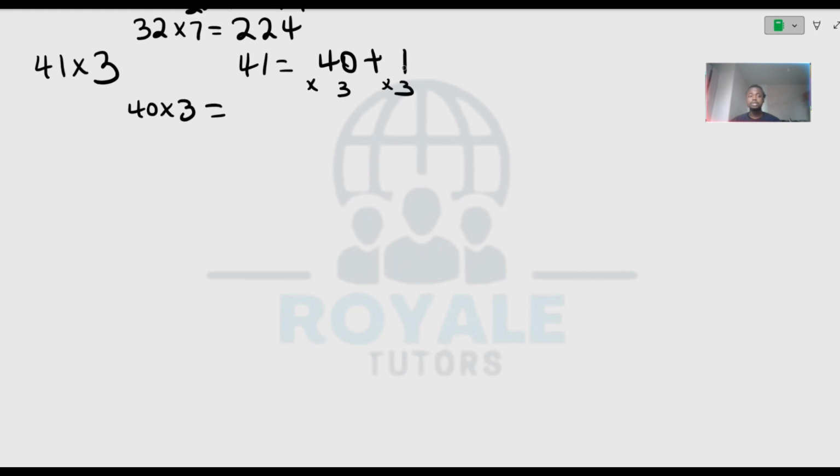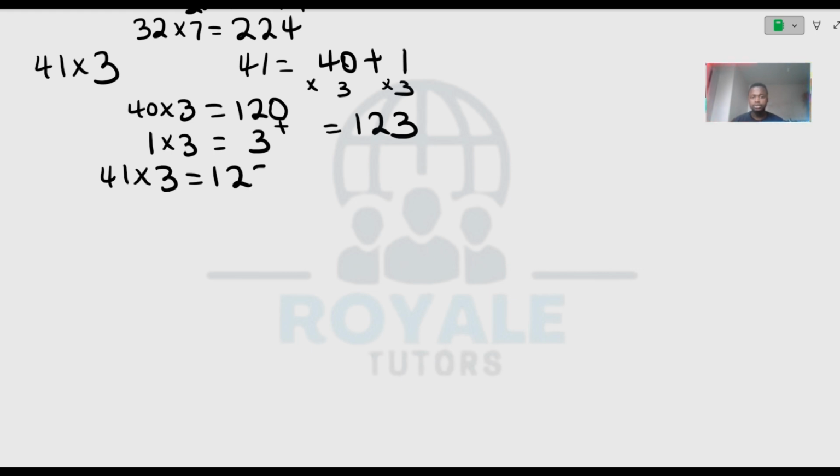To do 40 times 3, you take the 4 and you multiply by 3 to give you 12. Then you put 0 at the back. Also 1 times 3, that gives you 3. If you add both of them together, that is 123. So this implies that 41 times 3 is 123.